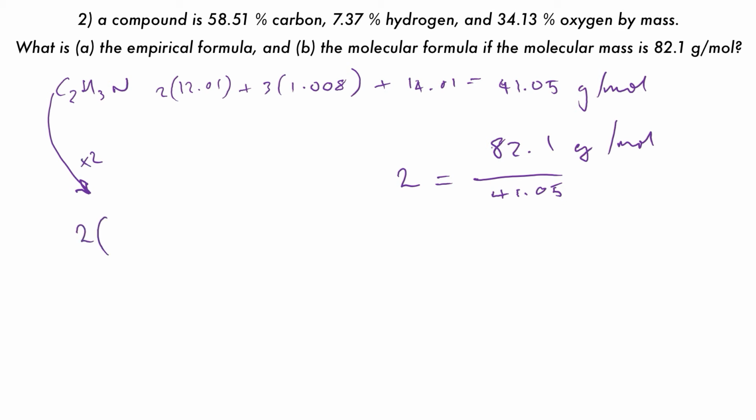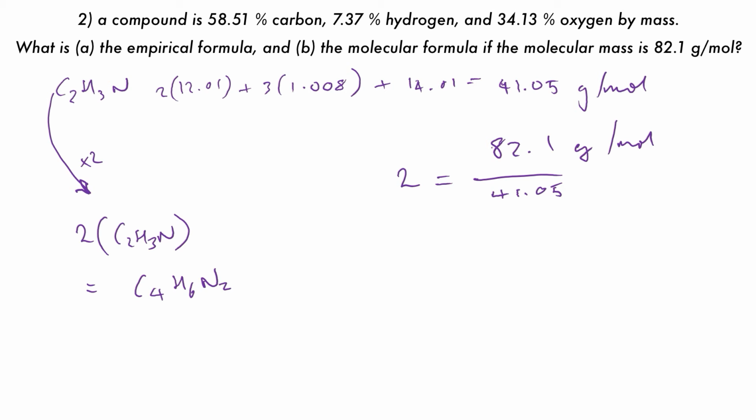So it will be 2 times C2H3N, and that would give us our molecular formula being C4H6N2. And this has a molar mass of 82.1 grams per mole.